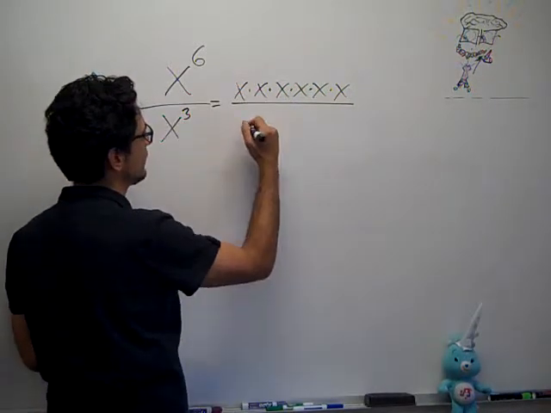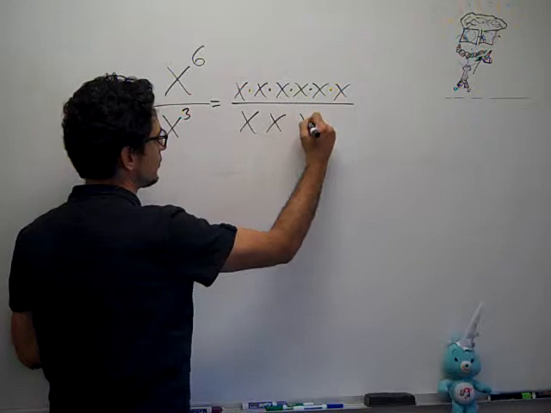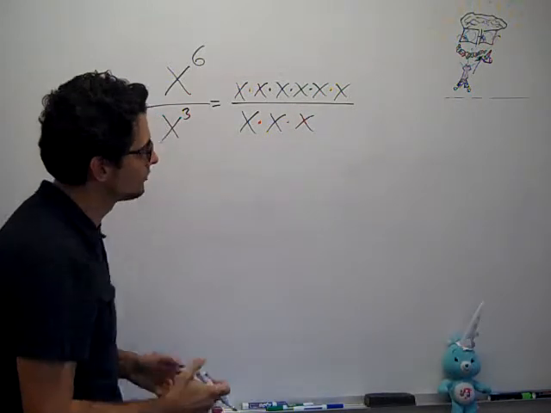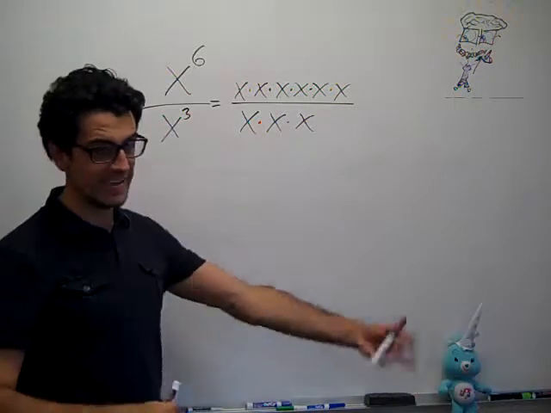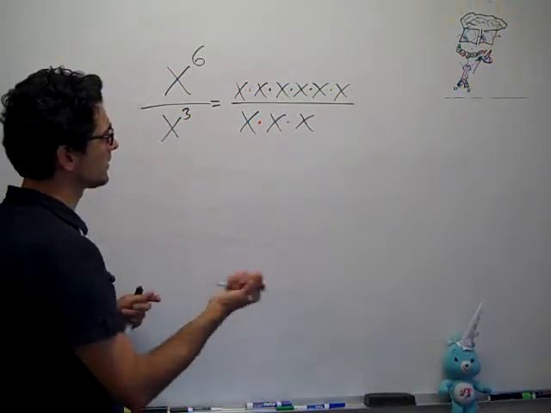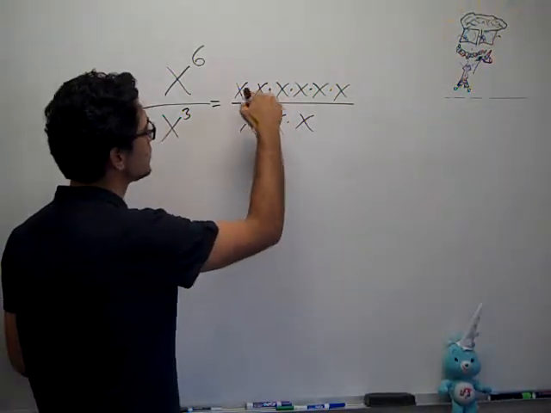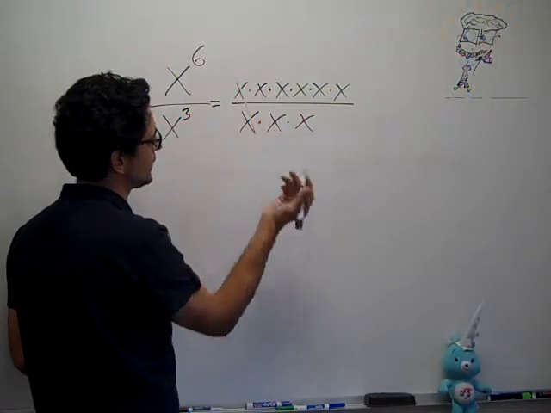And then how many do I have in the denominator? I got 3. 1, 2, 3. Is that making sense? I hope so. So check this out. I can go ahead and start canceling things out. So what's x divided by x? Well, it's 1, so that can cancel out.